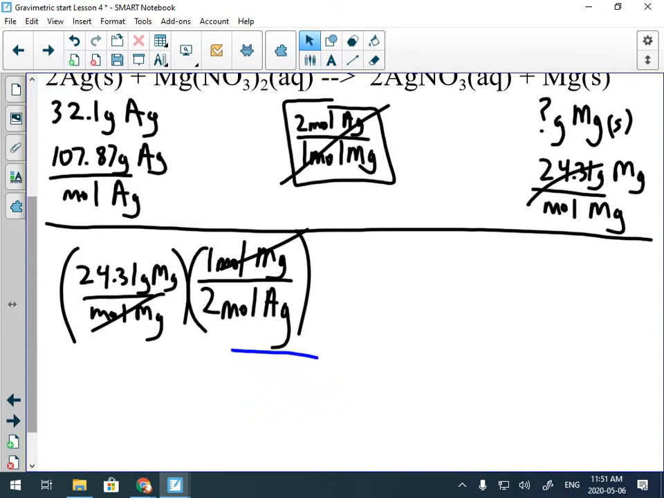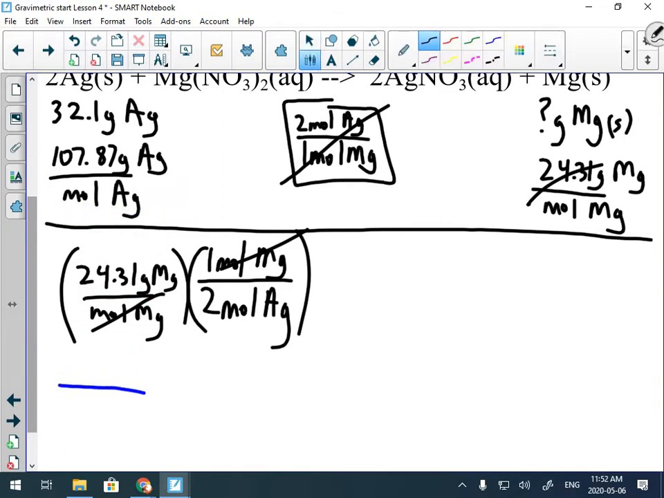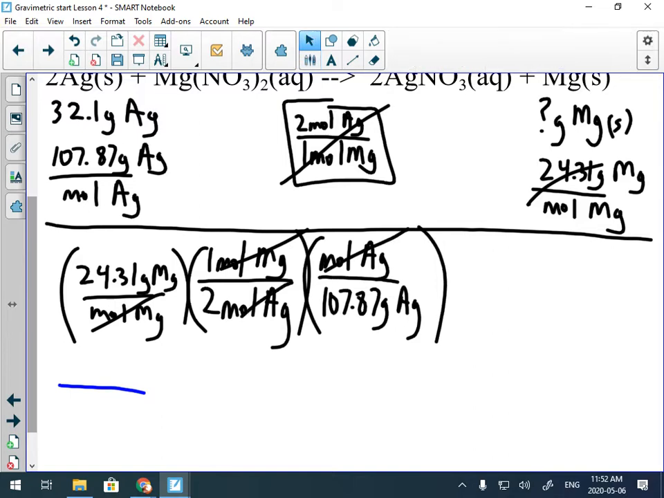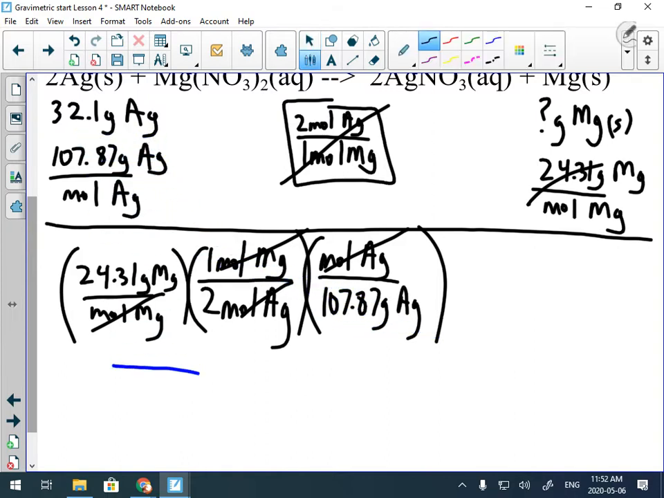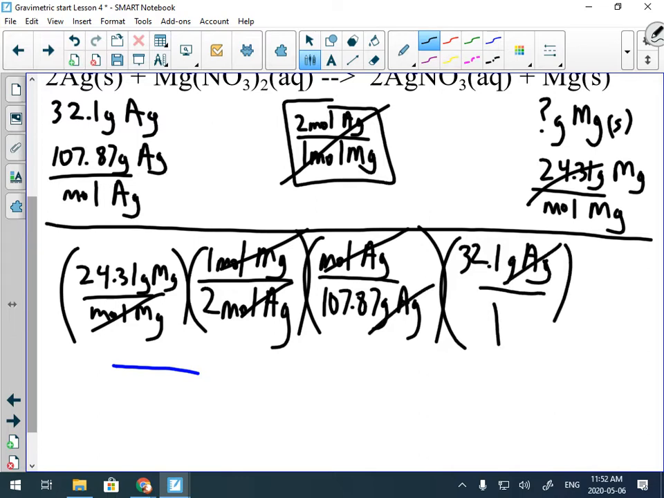Okay, once I use that, I used it up. Now I've got moles of silver on the bottom. I have to find mole silver. Oh, there they are. They're on the bottom of the molar mass. What do I have to do to get it on top? Flip it. Mole silver goes to the top, and 107.87 gram silver goes to the bottom. Moles cancel. Okay, now I've got gram silver on the bottom. So I'm going to use this to cancel it out. 32.1 grams silver over 1. Grams cancel. Look at that.